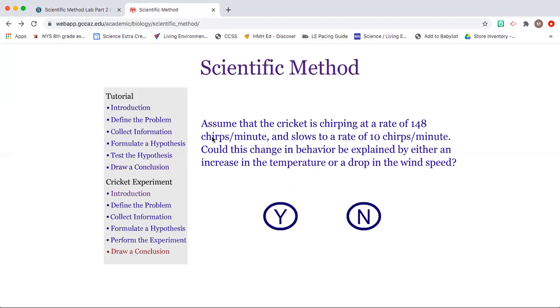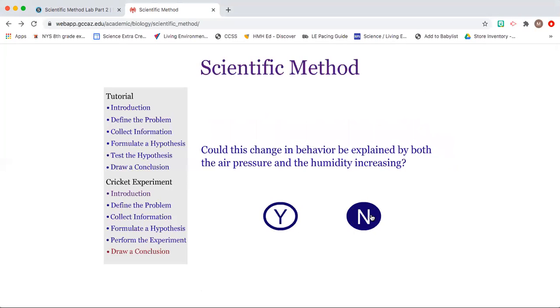Assume that the cricket is chirping at a rate of 148 chirps per minute and slows to a rate of 10 chirps per minute. Could this change in behavior be explained by either an increase in temperature or a drop in wind speed? So we know that the increase in temperature is going to cause chirps to increase, so it's not going to slow it. And wind speed, we know from our data, has no effect. So the answer here would be no.